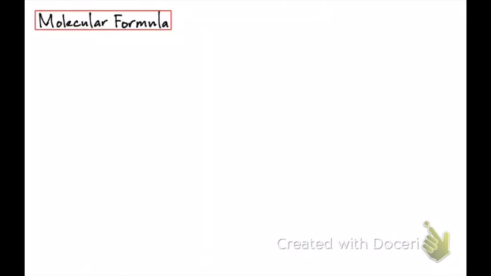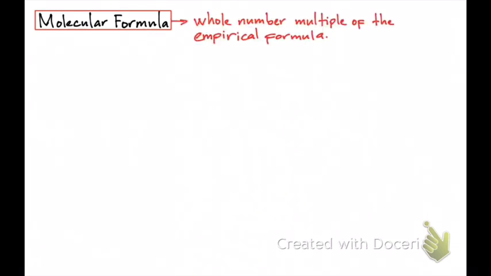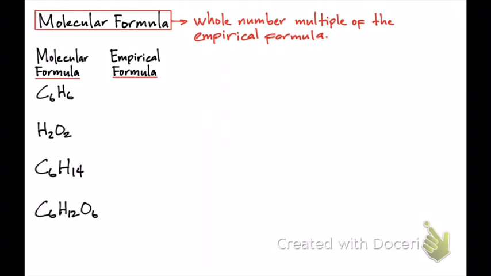So once you've calculated and determined a compound's empirical formula, you can get the compound's molecular formula as well. So molecular formula is the whole number multiple of the empirical formula. And so how do we prove that? Again, when you look at these molecular formulas here, you can determine the empirical formula by simplifying the molecular formula, right?